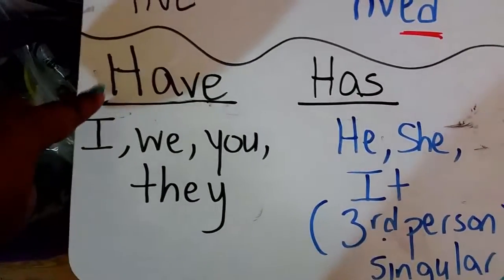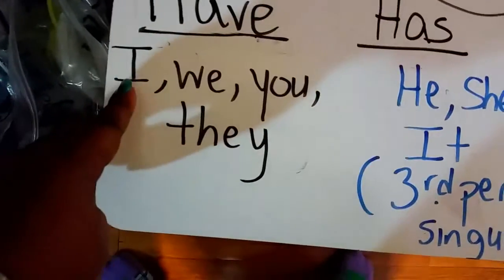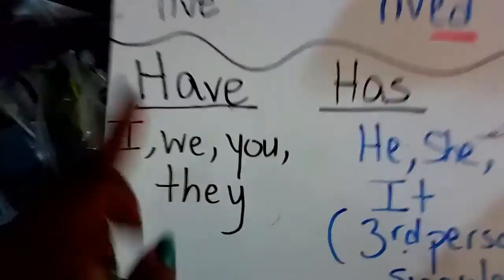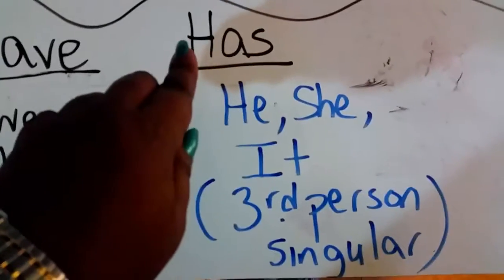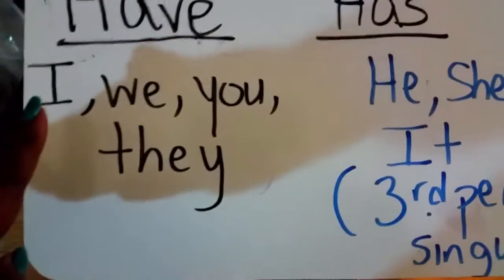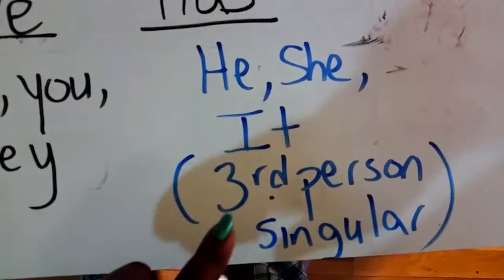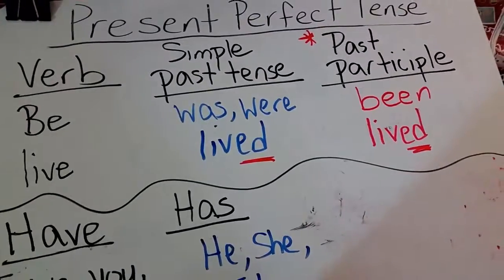Now, have or has. Now, we use the verb have or has when we are creating a sentence in present perfect. We use have for the subjects I, we, you, and they. And we also use has for he, she, it, which is third person singular. So I, we, you, they is for have. He, she, it is for has, third person singular.